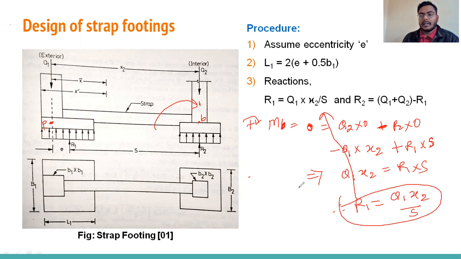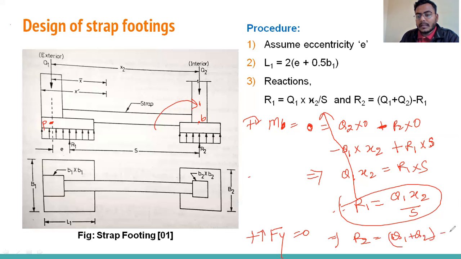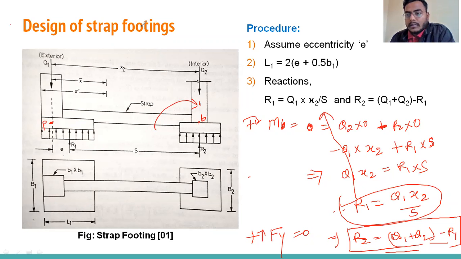By taking the summation in the upward direction, we will apply this. I'm taking the upward force as positive. So from there we will get R2 is equal to Q1 plus Q2 minus R1, because you will see on this footing there are four forces: Q1, Q2, R1, R2. So you can get these two equations. By using these two equations, we can calculate R1 and R2.